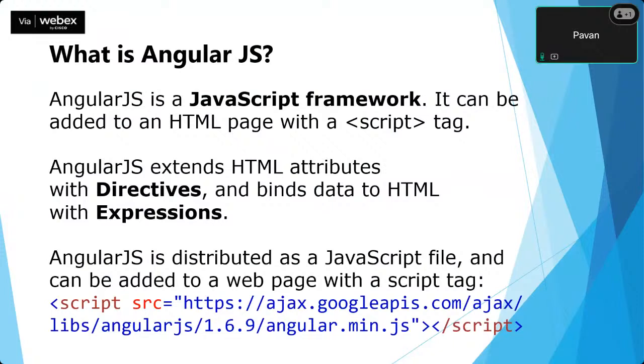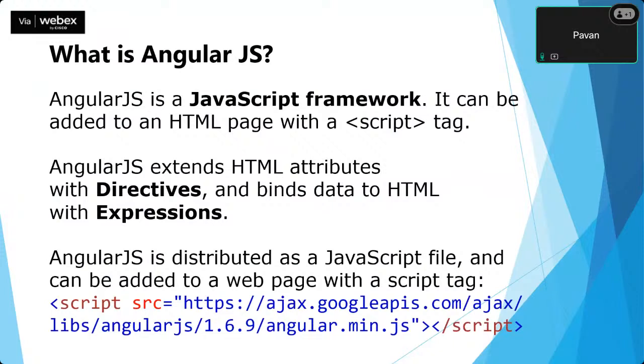It can be added to an HTML page with a script tag. So to use or enable AngularJS, we need to add it through a script tag in the HTML page. We'll look into that in the further slides in detail. Next, AngularJS extends HTML attributes with directives and binds data to HTML with expressions. So what do we mean by directives and expressions? We'll look into that in a couple of minutes.